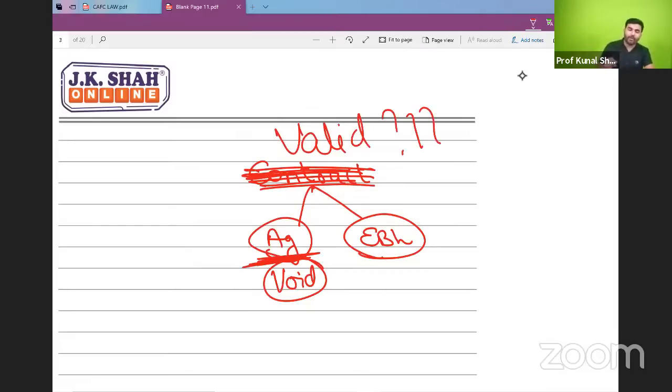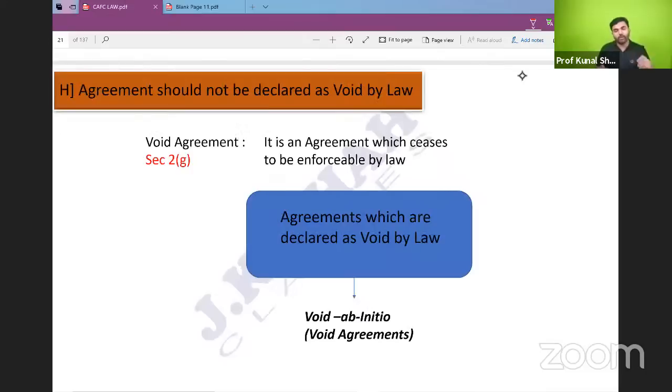So whenever you are going to form a valid contract, the agreement inside that valid contract should not be declared as void by law. Because if the agreement itself is void, there won't be a contract. And if there is no contract, how can there be a question of a valid contract?